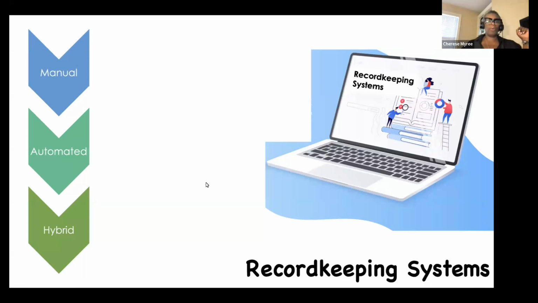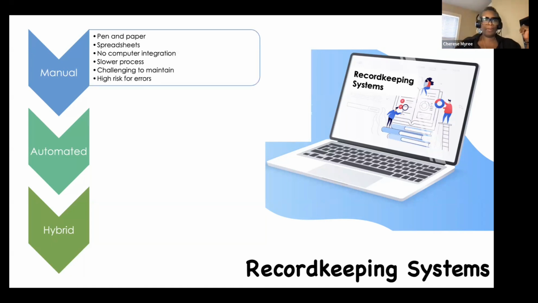So when it comes to manual systems, that's pen and paper, right? Spreadsheets, no computer integration. When it comes to manual systems, there's a higher risk for error because it is manual, right? There's some slower processes involved, and it can become a little challenging to maintain. You're not prohibited from utilizing manual systems, but we do recognize that may not be the most efficient way to do things, but there is no prohibitions on you using a manual system. And some people like pen and paper old school. I know I like pen and paper a little bit, but I do like automation.